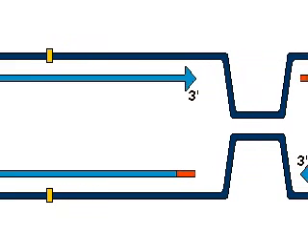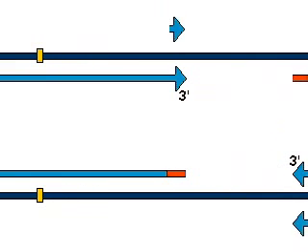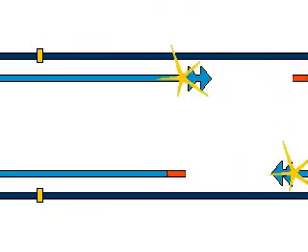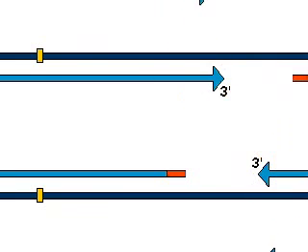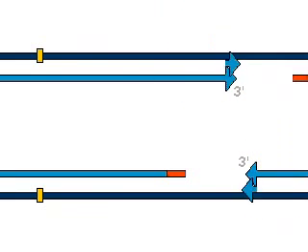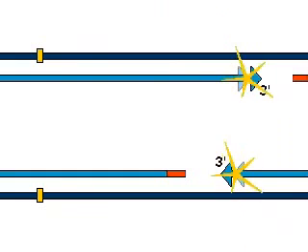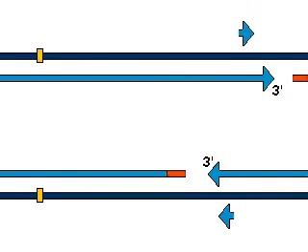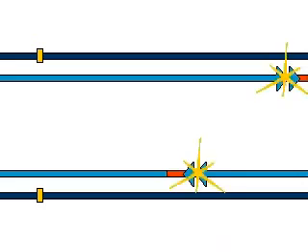Replication will continue until all replication bubbles meet. The leading strands continue to elongate. One DNA molecule has now become two DNA molecules with identical base sequences.